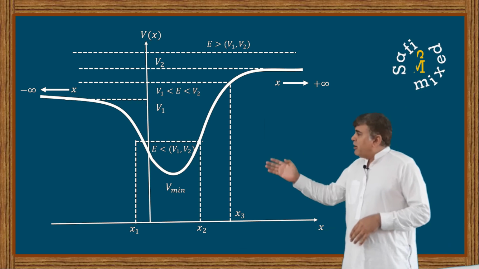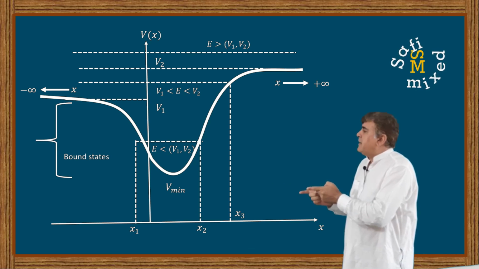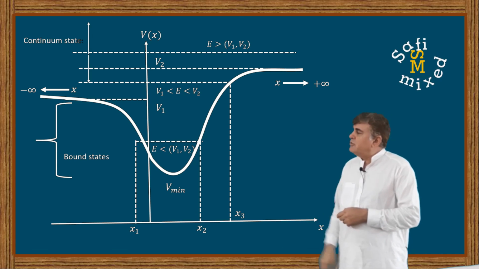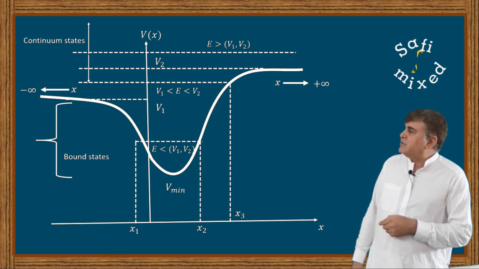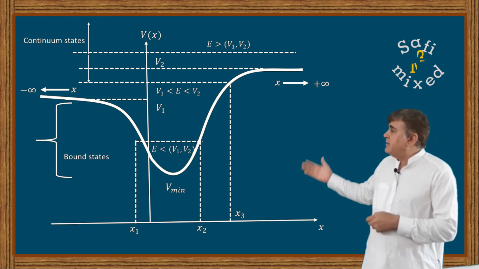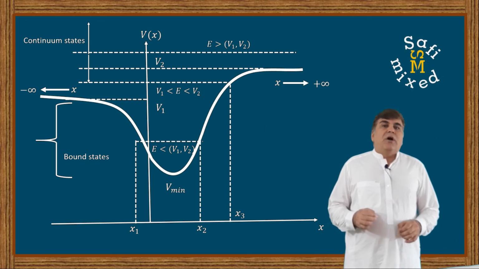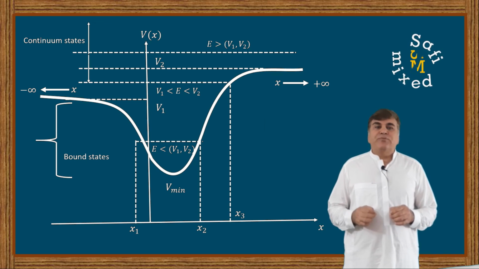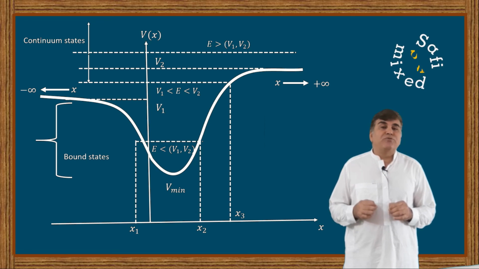So, on the plot, I have represented the bound state in the curved region of the potential, and the continuum state in the free region of the particle, where the energy is greater than at least V1 at the left asymptote. In video part 2 on bound states, I discuss and provide proofs of three very important properties of bound states.